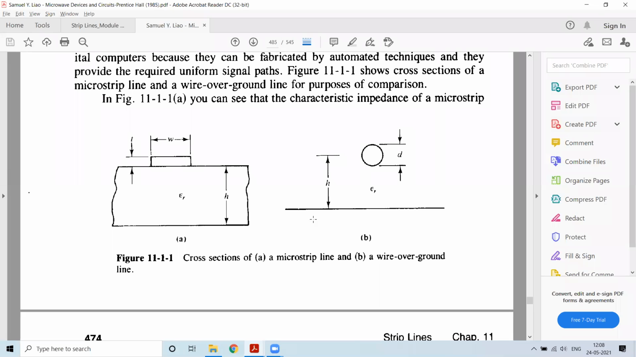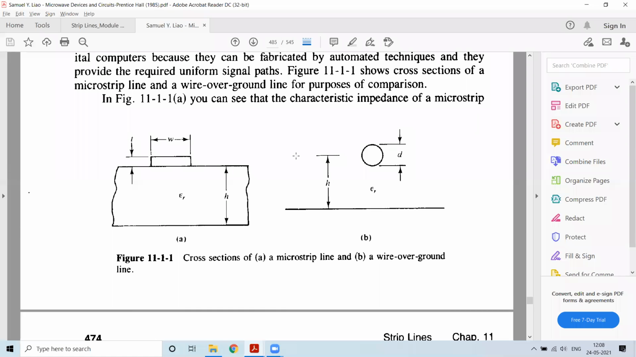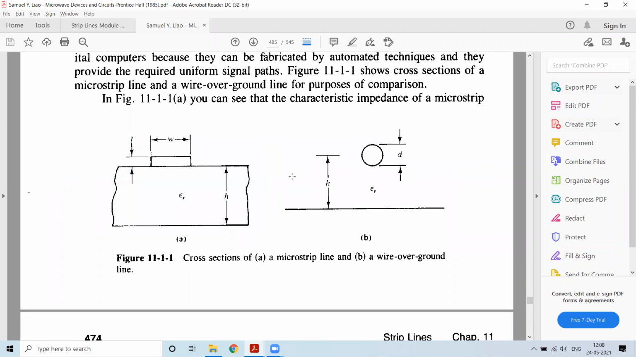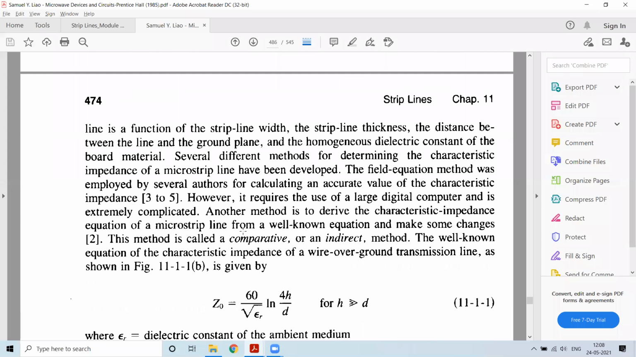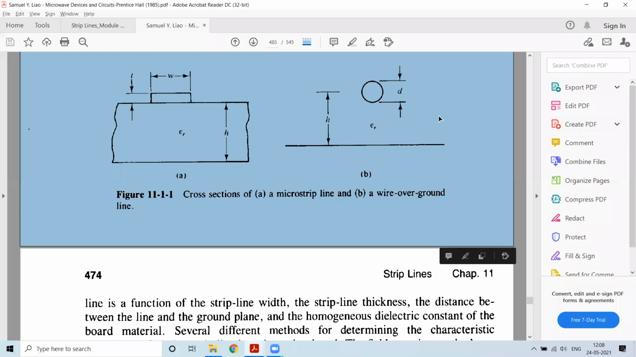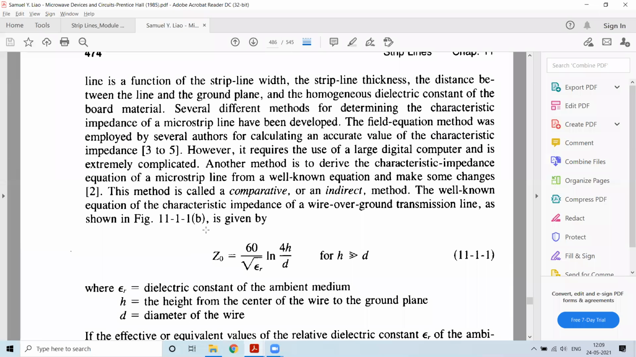So when we consider this concept, what we are doing is trying to obtain Z naught of this from an indirect method. That is, we obtain Z naught of this, and then apply the concept to the microstrip line. This is called the indirect or comparative method. If I want to know what Z naught is, you have to refer to the transmission lines and waveguides aspect, and from there you will get to know how this equation comes into existence.